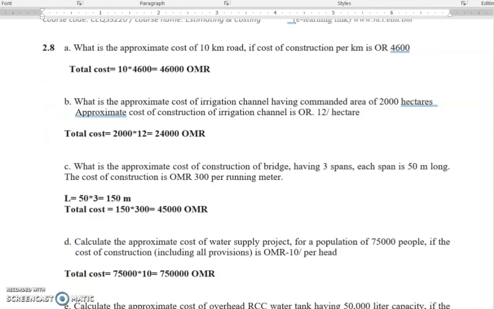So today we will solve exercise number 2.8, and it's one of the simple questions that we have. Let's see what it says. What is the approximate cost of a 10 kilometer road if the cost of construction per kilometer is 4,600 Omani riyals? We have taken this one before, and we said how we calculate approximately the road cost. It's 10 kilometers times 4,600 Omani riyals per kilometer, so we will get this amount.